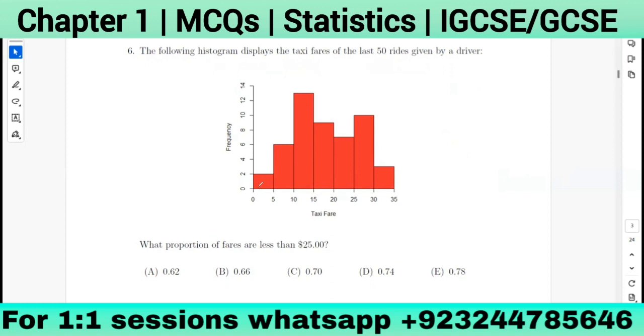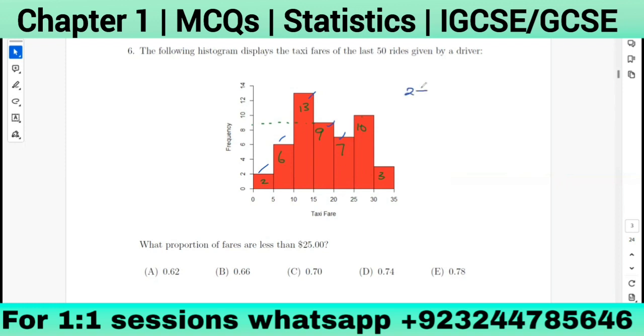Between 0 and so on, it's 2, it's 6, it's 13, it's 9, it's 7, this one is 10, and this one is 3. But we have to consider the proportion that is less than $25. So these are considered. Less than $25, let's add them.